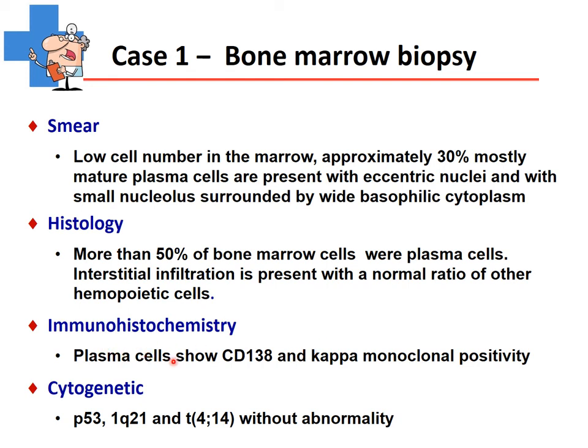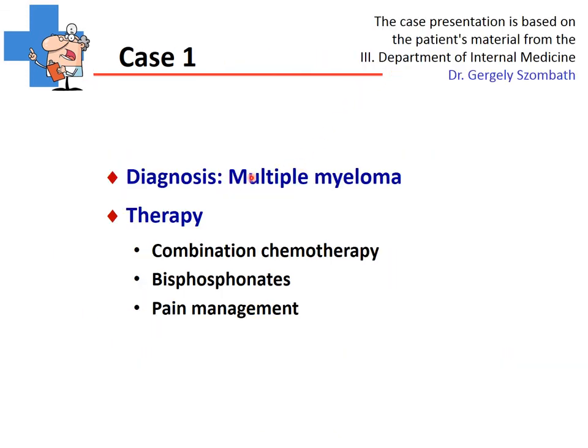Immunohistochemistry showed the presence of CD138, that's a monoclonal plasma cell marker, and the cytogenetics did not show any cytogenetic abnormality, such as P53 or 1q21 or the translocation of 4 to 14. So these are the bad prognostic factors. So for patients who suffer from multiple myeloma, a combination of chemotherapy is applied, and bisphosphonates to inhibit the osteoclast activity, or pain management to decrease the pain.